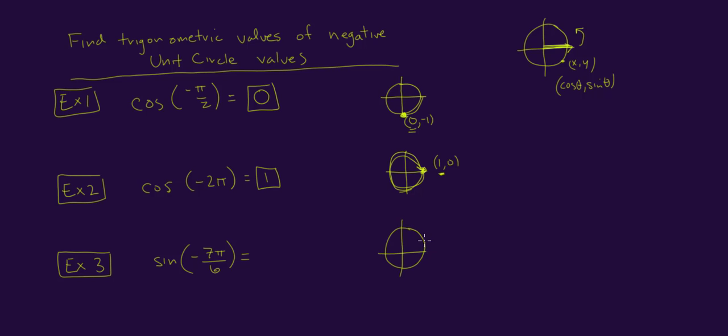7 pi over 6 is the angle that is located right here. And so if we move in a clockwise direction, that means I'm going to move 6 pi over 6 plus an additional pi over 6. And that means I'm going to be ending at that spot located right there. The coordinates are, of course, x is negative root 3 over 2, and the y is a positive 1/2. And the question's asking us to find the sine. The sine is the y coordinate. So did you get the answer of 1/2? Hopefully you did.